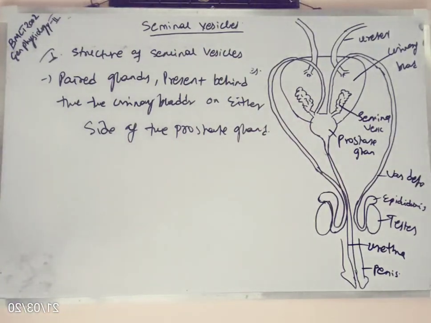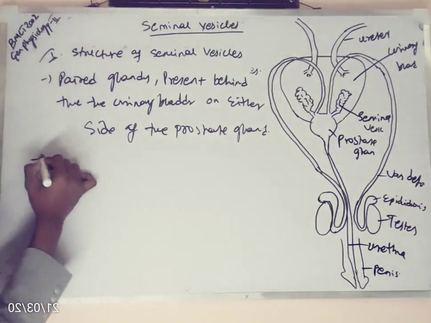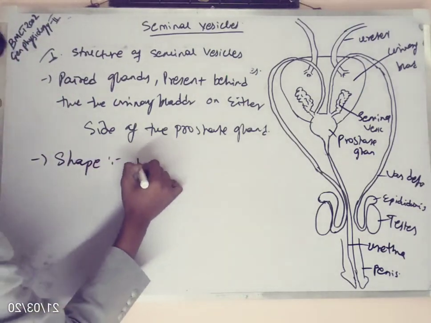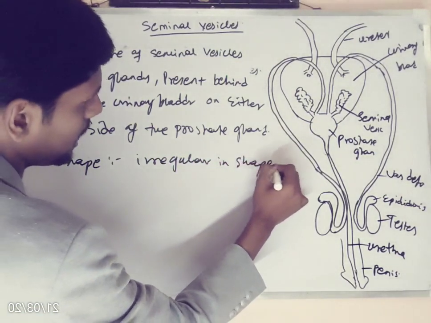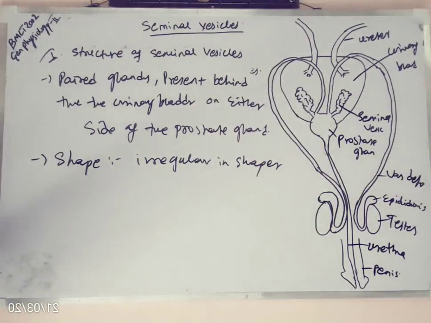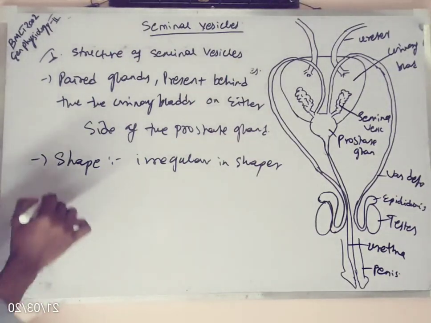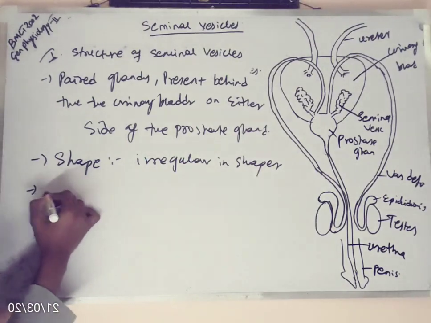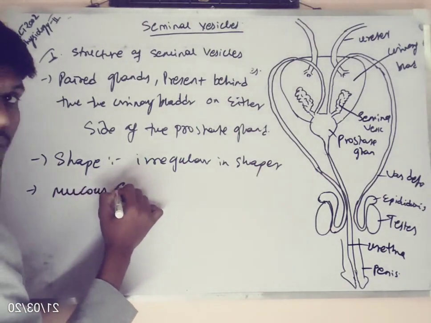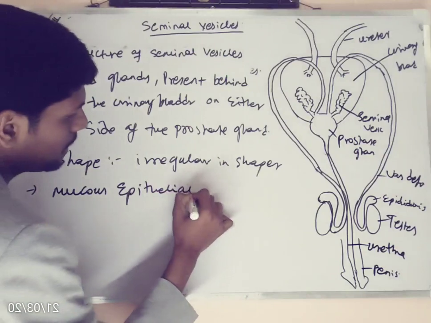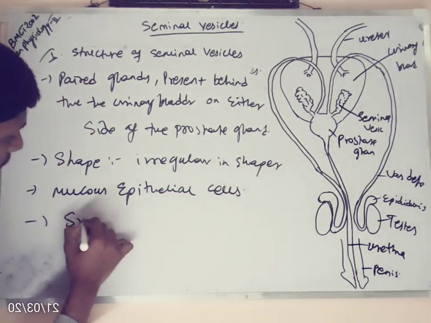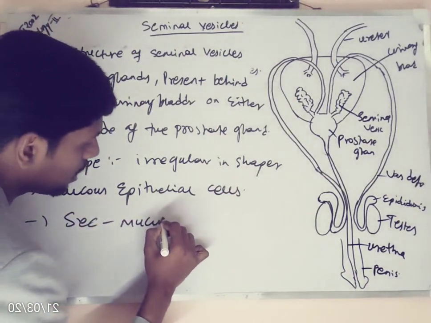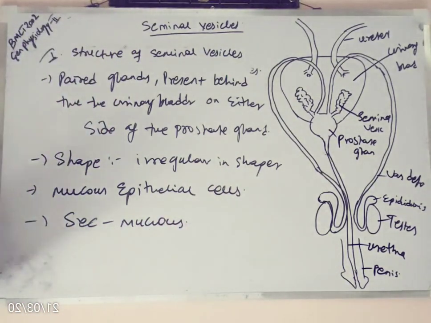These seminal vesicles are irregular in shape. And they contain mucous epithelial cells. So what will mucous epithelial cells do? They will secrete mucus. So these are the structure of seminal vesicles.